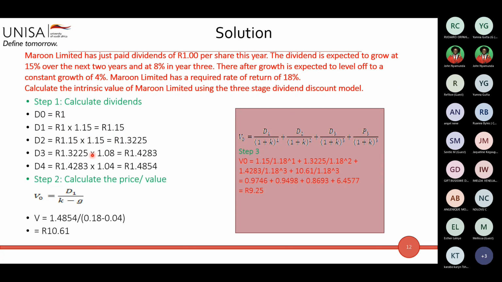Okay, you can take them through unless they want us to do step by step. Okay, so the correct answer is 9.25. If everybody is okay with that: step 1, we calculated the dividends. Step 2, we calculated the price, the value at the end of the period. And then step 3, we brought everything back to present value, where you get 9.25.